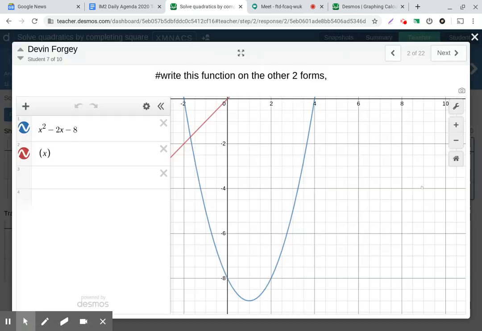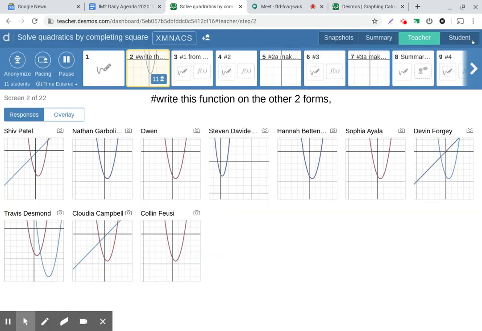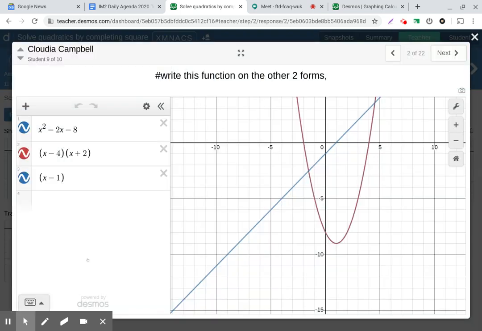Okay. All right, Devin, good job. So, Devin, are you doing the vertex or the factored one? If you do the factored one, then you could just put x and then the x-intercepts, but the opposite, right? Not the same numbers, the opposites of them. And then, Claudia, the vertex is actually 1, comma, -9. Oh, there we go. And then just put squared, or you could just put x minus 1 again, because they're twins. You could just put x minus 1 times x minus 1, and then -9 on the outside.